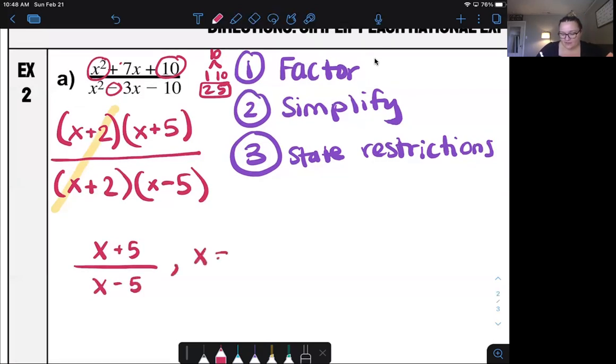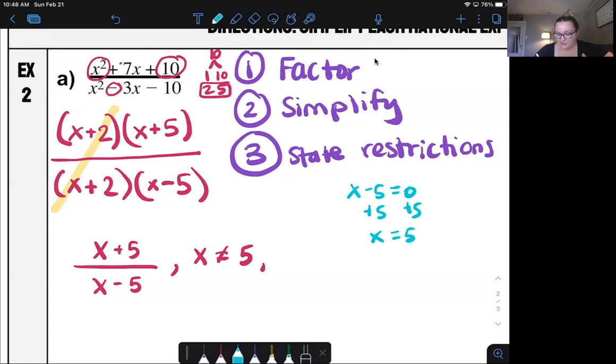Now, the restriction on the variable is obviously, well, what would make x minus 5 equal 0? That would be 5. You can't do that in your head. Again, set x minus 5 equal to 0 and solve for x. And you get 5. So it can't be 5.